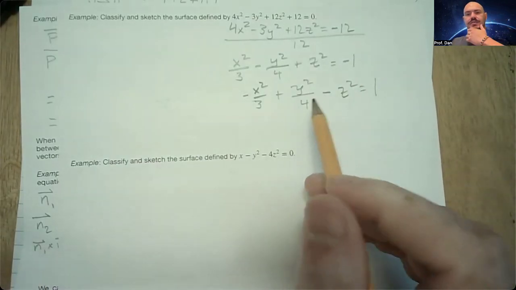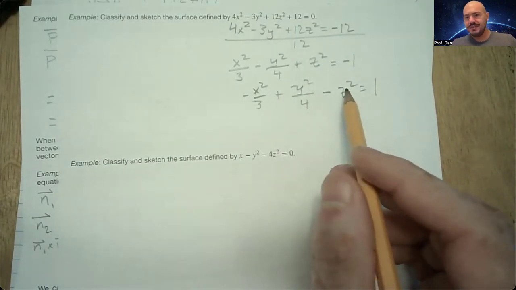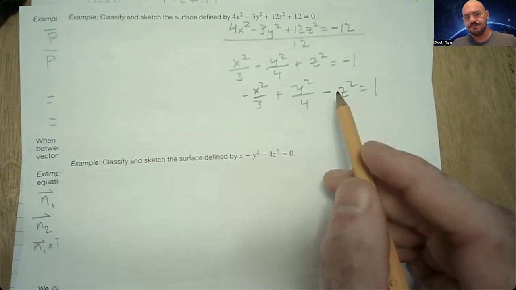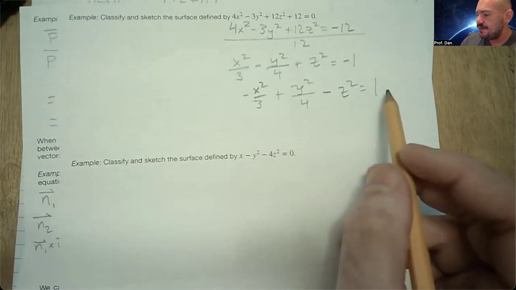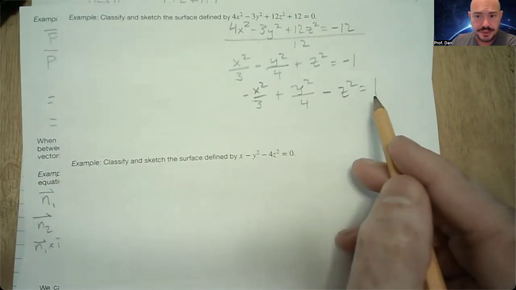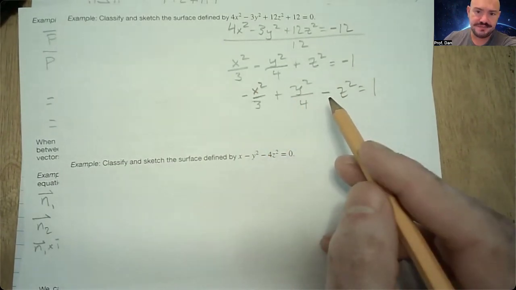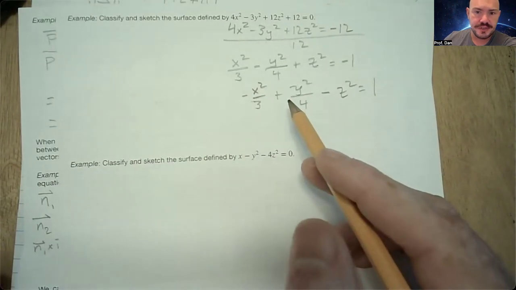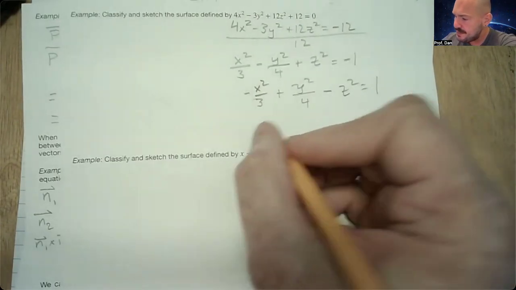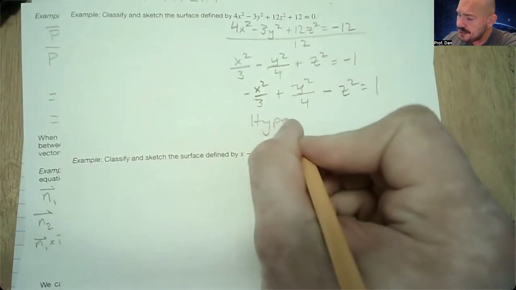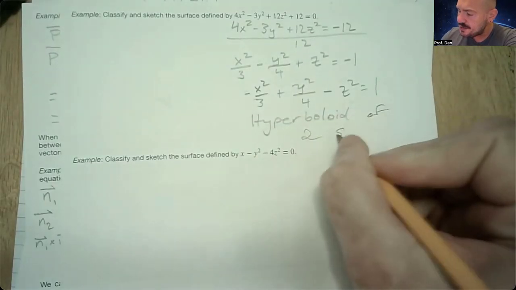Okay, so now let's look at this. All three variables are squared. That means it cannot be a paraboloid. In addition to that, we have equals 1, so I know it's not the cone. I have two signs that are negative and one that's positive. That means this is going to be a hyperboloid of two sheets.